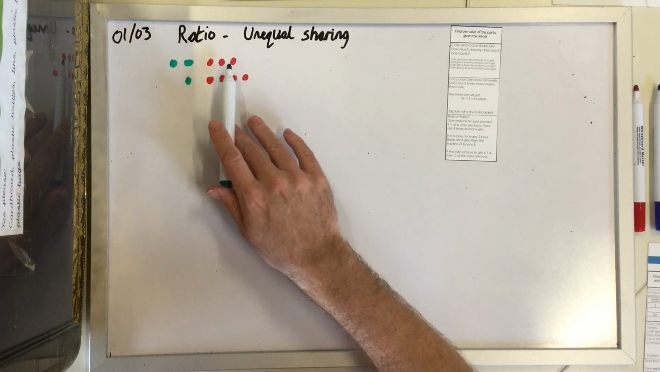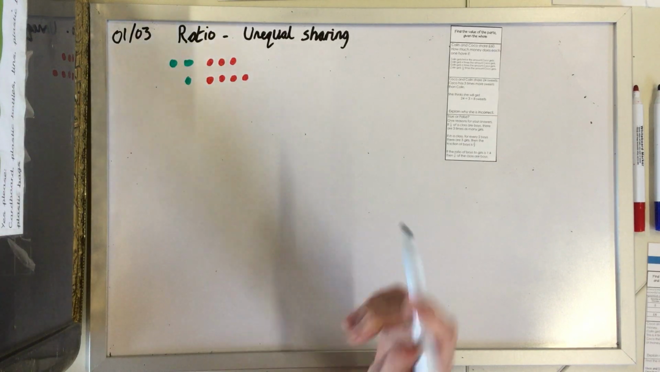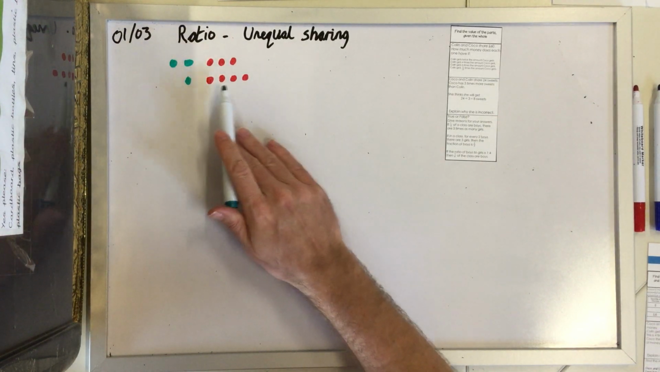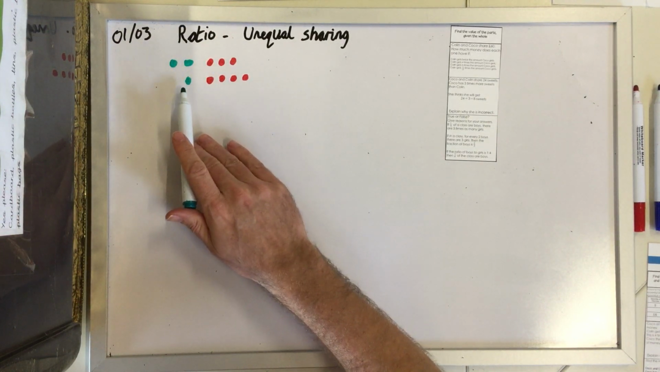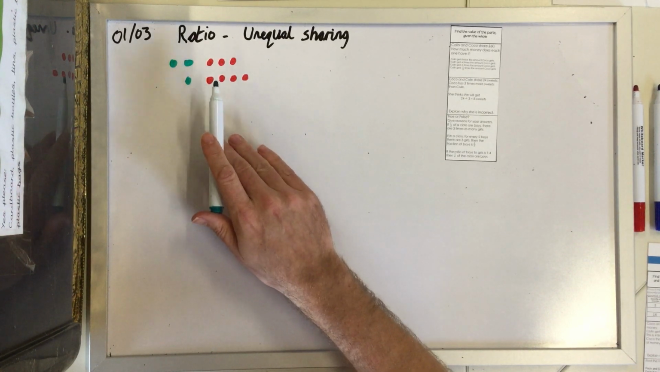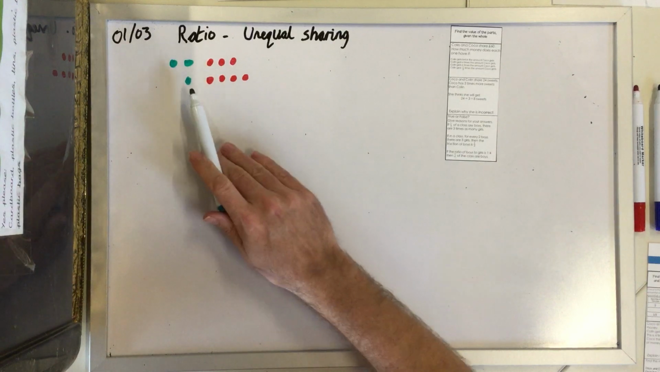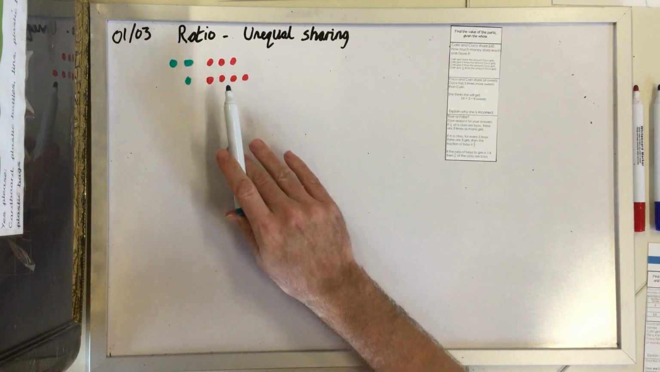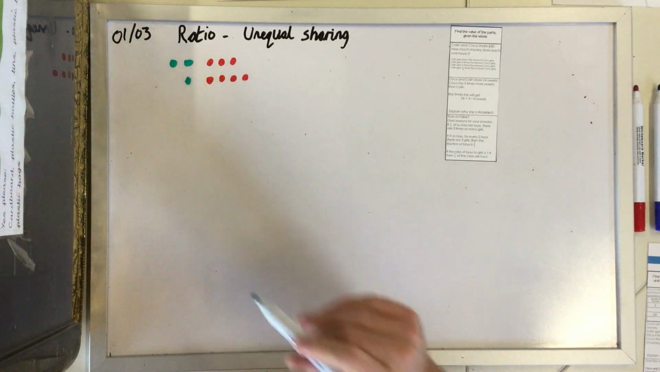Miss Palmer has got 3 of these things. Or Miss Palmer has got 4 times the amount that I have got. Let's say sweets. I've got 1 sweet. Miss Palmer has got 4 times the amount. So for every 1 of my sweet, Miss Palmer will have 4 sweets.